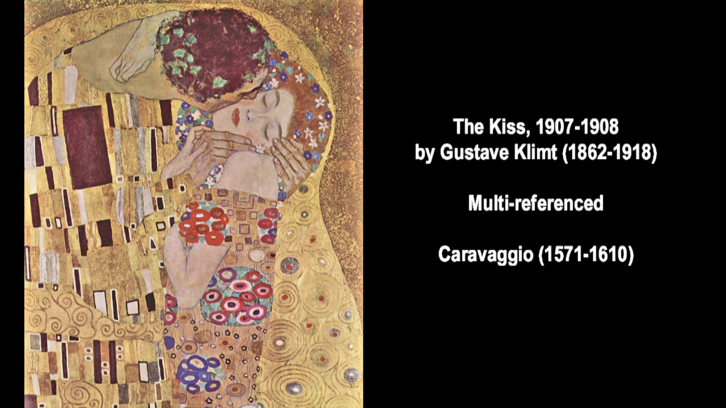Multi-referencing allows you to say more than what's just in the picture by referring to other artwork. It also showcases your ability as a master artist, and it pays homage to the artist that you're multi-referencing. Now, I believe that Gustav Klimt multi-referenced all of the artwork of Caravaggio in The Kiss, but I'm going to show you 10 examples here.